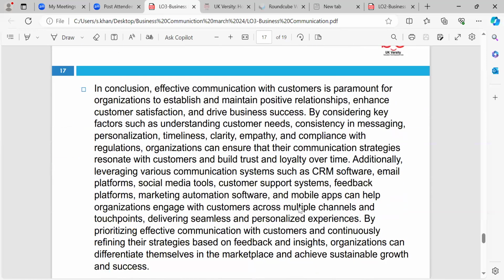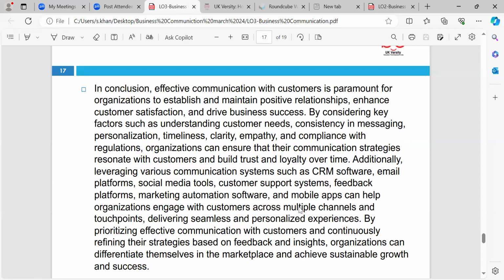In conclusion, when we're looking at effective communication with customers, it is paramount for organizations to establish and maintain positive relationships, enhance customer satisfaction, and drive business success. By considering key factors such as understanding customers' needs, consistency in measuring personalization, timeliness, clarity, empathy, and compliance with regulations, organizations can ensure that their communication strategies resonate with customers and build trust and loyalty over time.